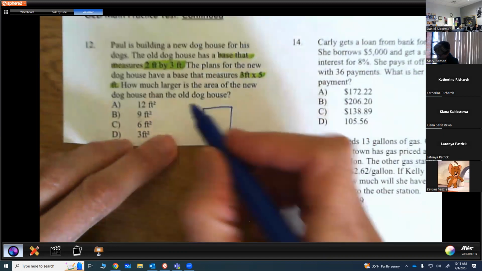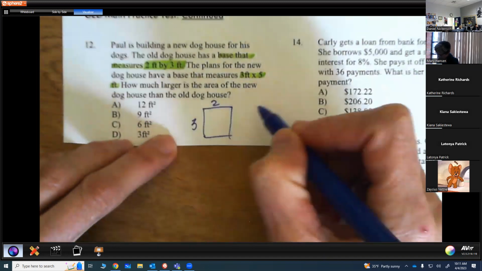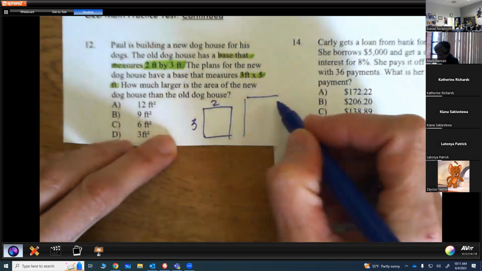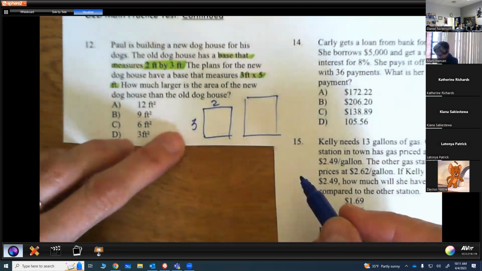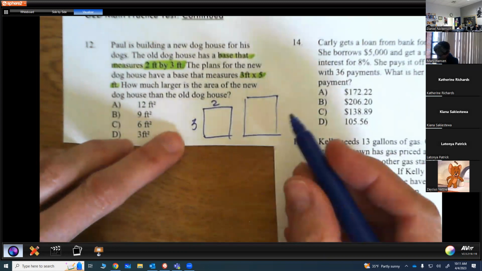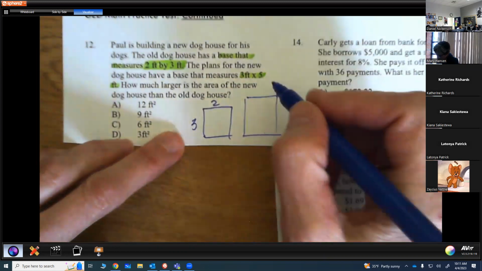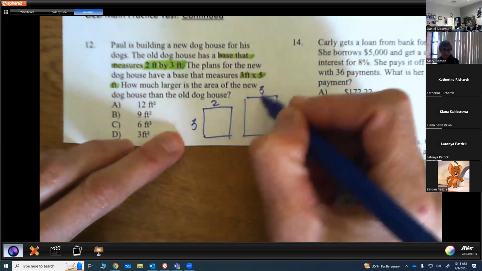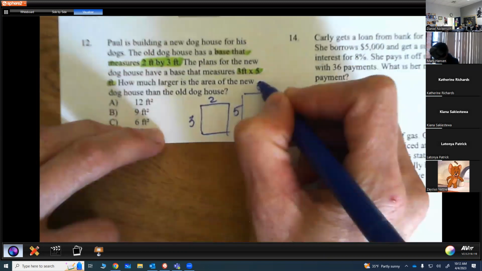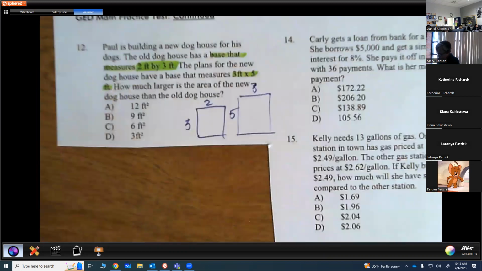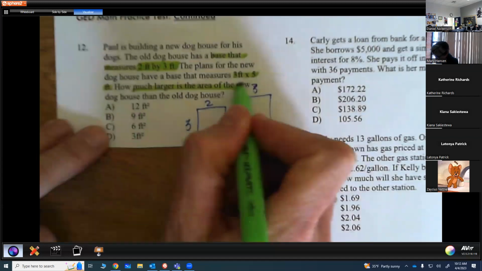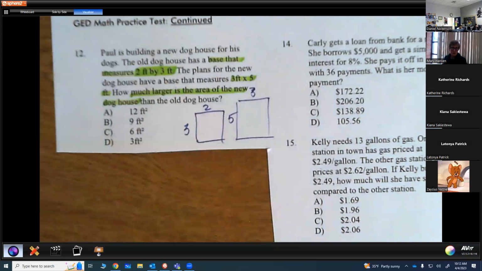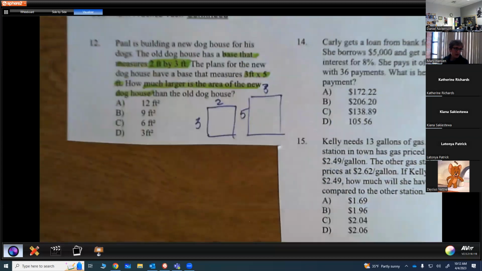It was 3 by 2, and he's going to give his dog a little bit bigger condo, apparently, and he is going to make it 3 by 5. And so the question is then, how much larger is the area of the new doghouse than the old? And so we're going to assume that we're working with a rectangle.